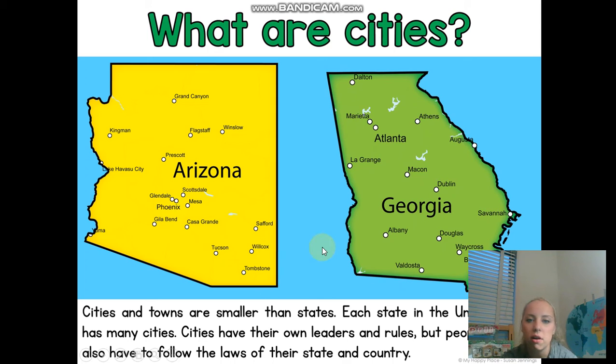So here is a state called Arizona, and there's many cities there, like Scottsdale and Phoenix are the ones that you might have heard of. Here's another state called Georgia. There's lots of cities there, and the most, I'd say, popular city to go to in Georgia is Atlanta, right here.